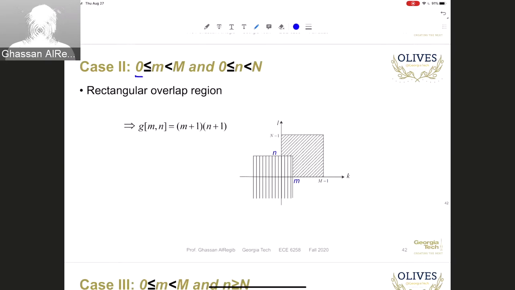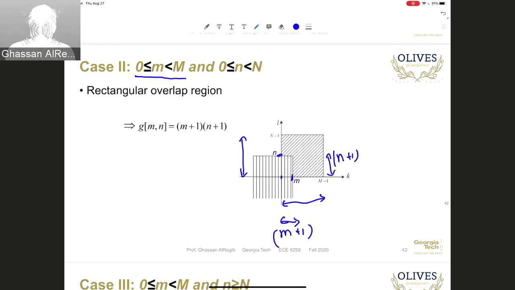When m is between zero and capital M, that means this m can be between here and here, right? And then n, same thing, between zero and capital N minus one. So in that case, there is an overlap between the two. Now that overlap, remember, we already started from zero. So this overlap in here is m plus one points, and this overlap in here is n plus one points. So the width is m plus one. The height is n plus one.